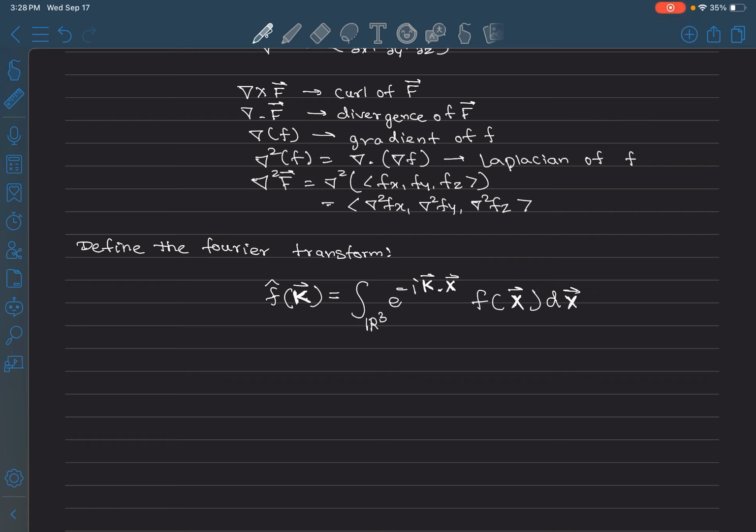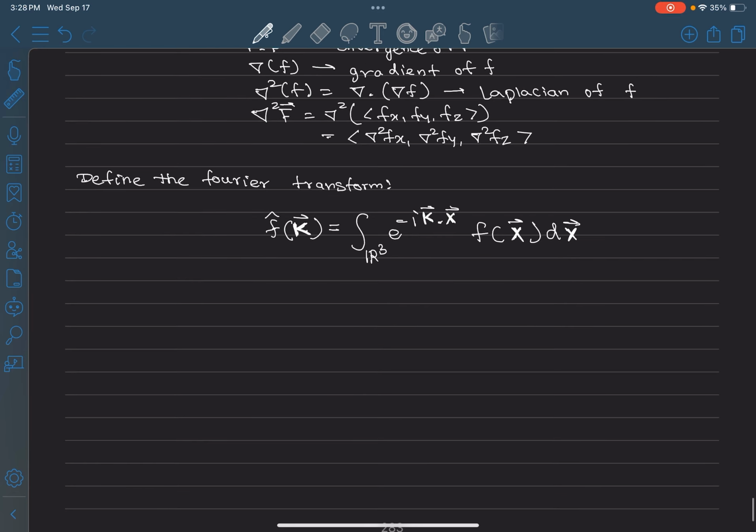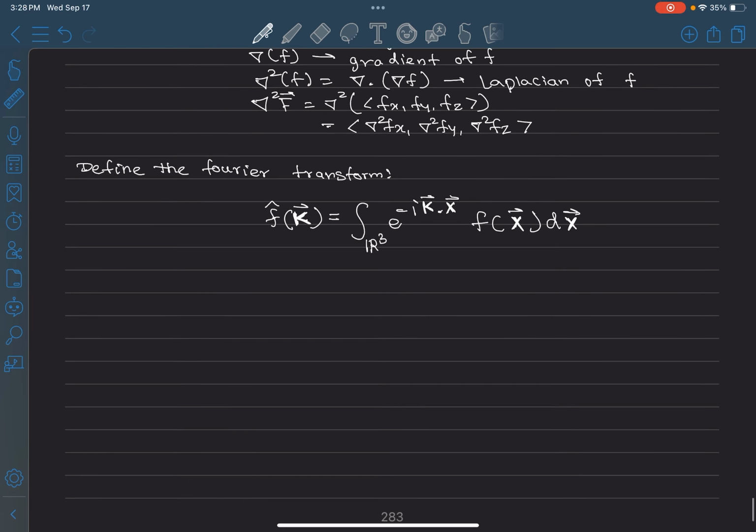So using this definition, we can actually define the Fourier transform also for vectors. Now if we use this, then the following formulas are valid. If we have the gradient of a scalar function f, its Fourier transform will just be i times the k vector multiplied by the Fourier transform of this scalar function f. So this will just be a vector-scalar multiplication.